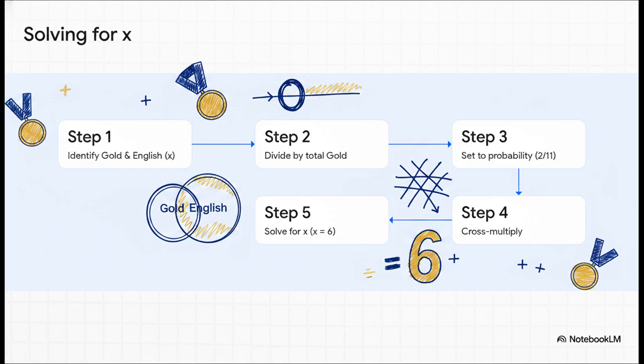But obviously, we've got to keep going to find the actual value of x. So step 4, cross-multiply. 11 times x is 11x. 2 times the quantity 6x minus 3 gives us 12x minus 6. So our equation is 11x equals 12x minus 6. Finally, step 5, we solve for x. Subtract 11x from both sides, add 6 to both sides, and we get a wonderfully clean result, x equals 6.